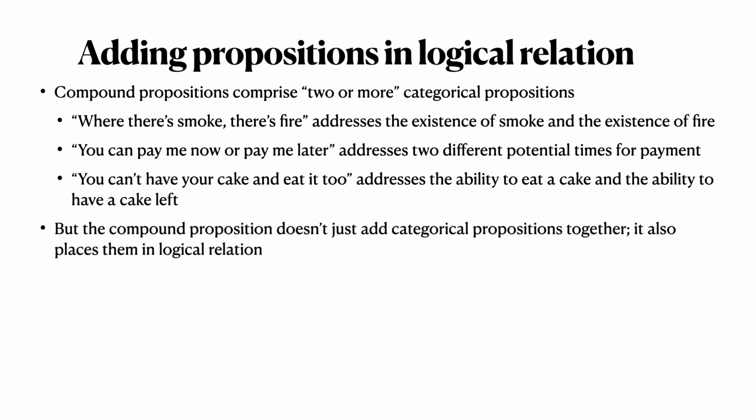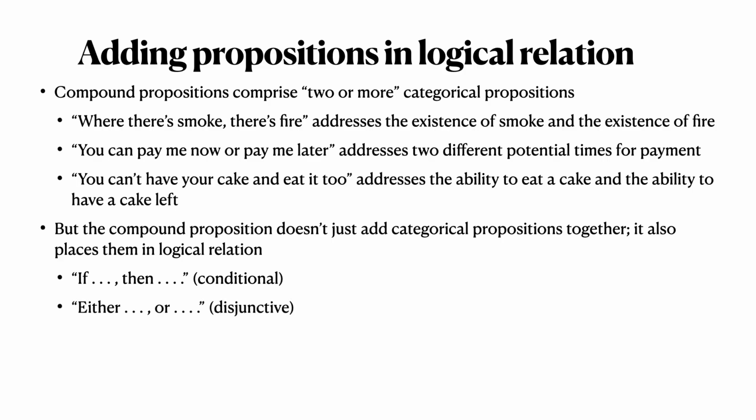The compound proposition doesn't just add categorical propositions, it also places them in logical relation. So, for example, the relationship might be an if-then relationship. If some proposition, then some other proposition follows. That's called conditional. And you can see that where there's smoke, there's fire is essentially a conditional proposition. We're saying if there's smoke, then there's a fire somewhere that created that smoke. That is an if-then statement, and we can just focus on the if-then and use the dots to leave out the rest of it for now.